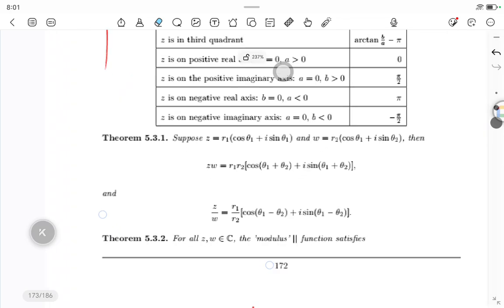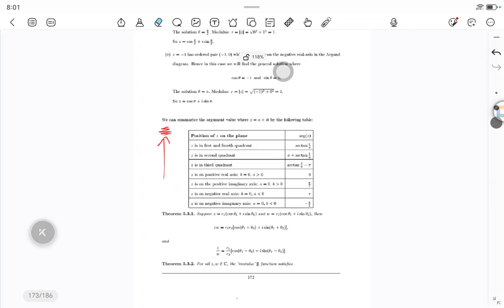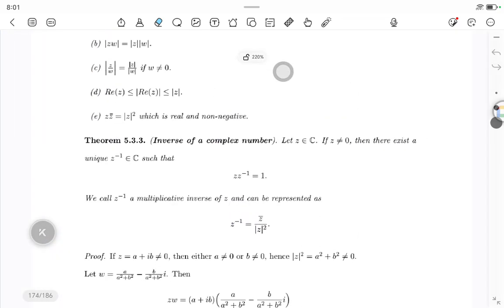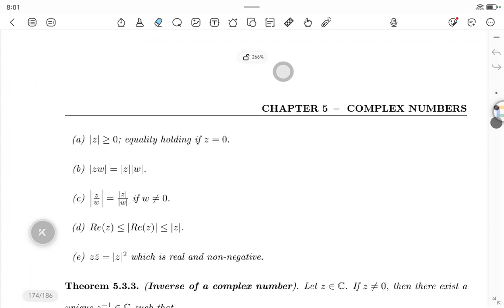Now they say for all Z, W element of C, the modulus function satisfies. Let me just see what else. Yeah, let's look at these. I think last year they brought a question similar to this, and the question had like 6 marks, if I'm not mistaken. I don't know if it's last year or the year before, I forgot that.